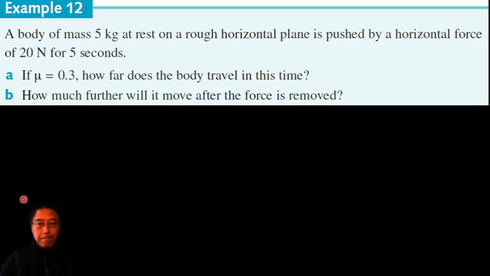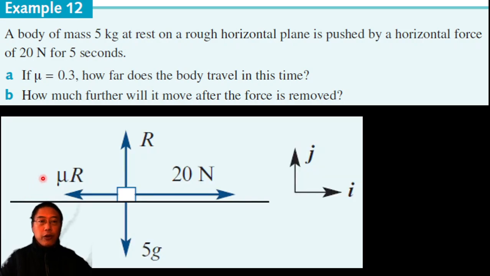Alright, so first, draw your diagram with all your forces. Mass 5 kilograms, so weight force 5g. Vertical force, reaction force, you don't know what it's equal to yet, so leave it as unknown. Horizontal force is 20 newtons to the right. You'll know the duration, so keep that in mind. Your friction force is in the opposite direction, and it's mu times your reaction.